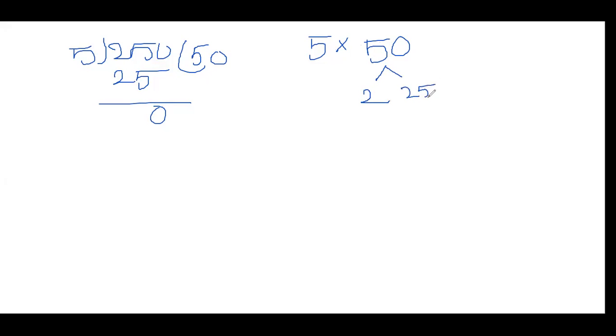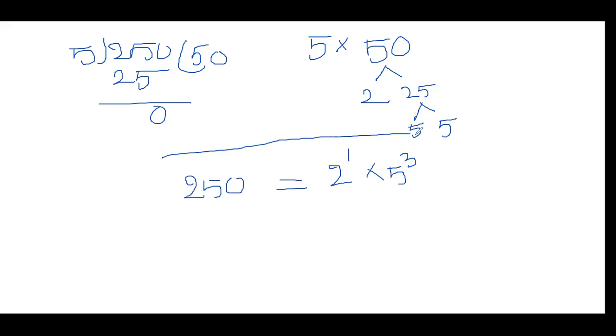Again, 25 is what? 5 fives are 25. Now see, how many 2s are there? Only one. Into how many 5s are there? Three 5s are there. Now can I write 250 is equal to 2 to the power of 1 into 5 to the power of 3? Yes or no?